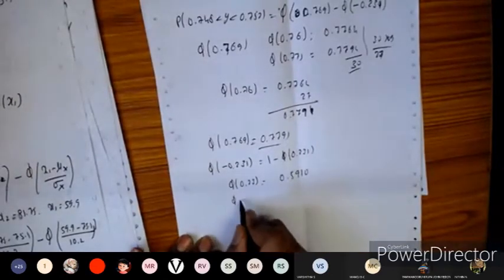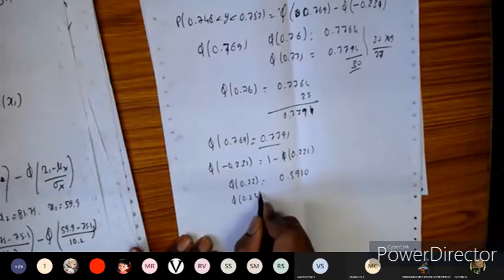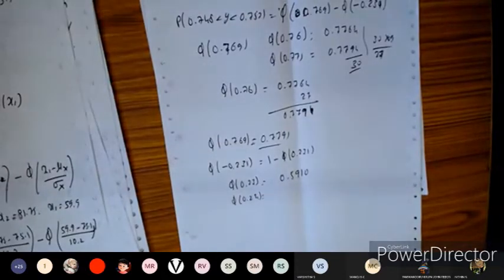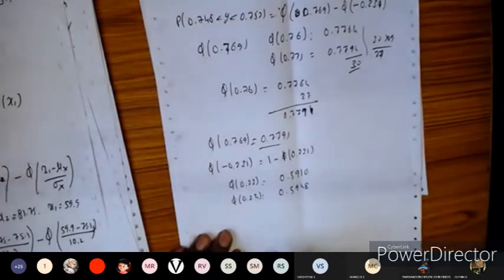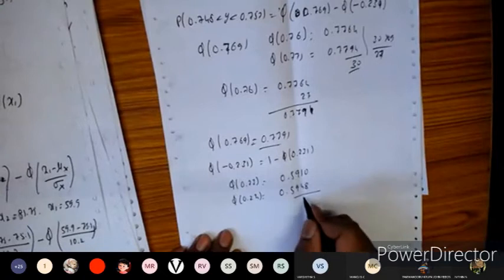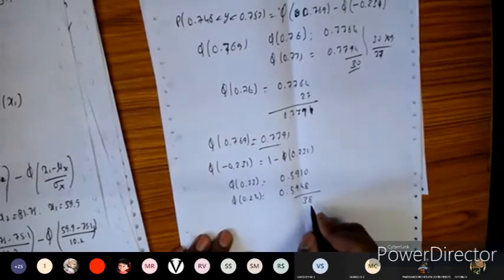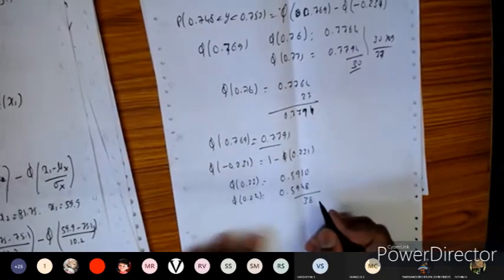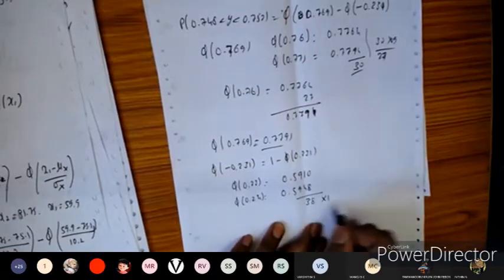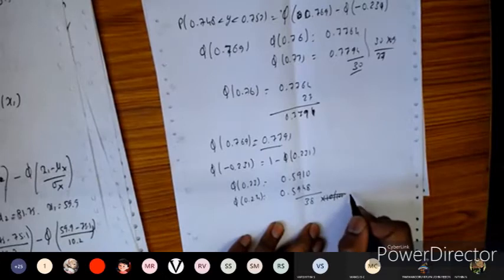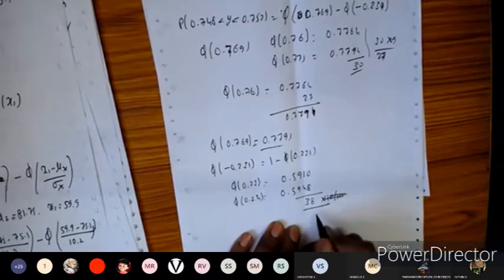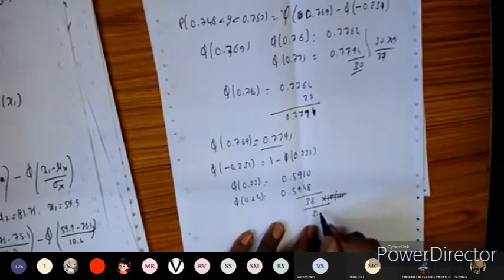So phi of 0.24 is 0.5948. The difference of these two is the TMAT, so there is a 38 points difference here. Here it is 1, multiplied with the 10% of that one. So it will become equal to 3.8 here.